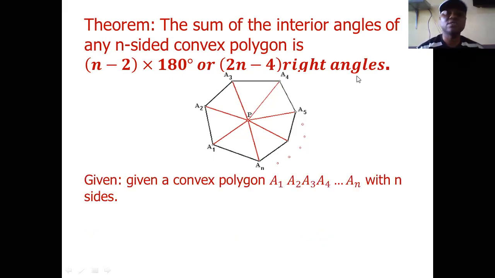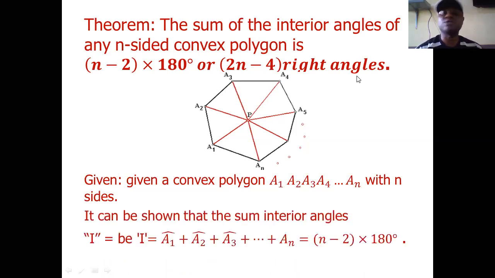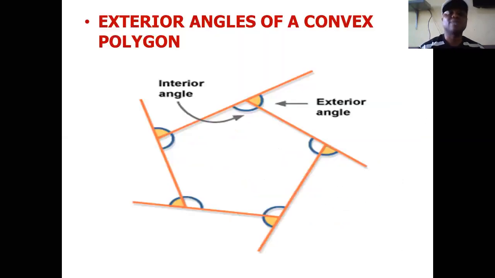So if I'm given a convex polygon with vertices A1, A2, A3 up to An with n number of sides, it can be shown that the sum of the interior angles is given by n minus 2 times 180 degrees. So don't forget this.